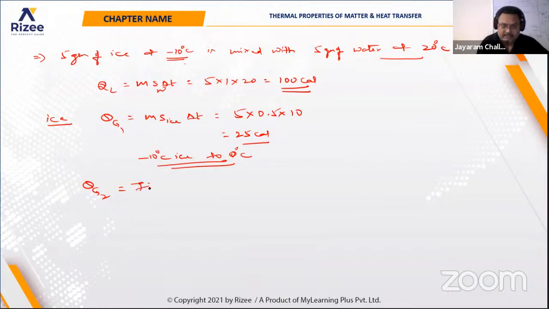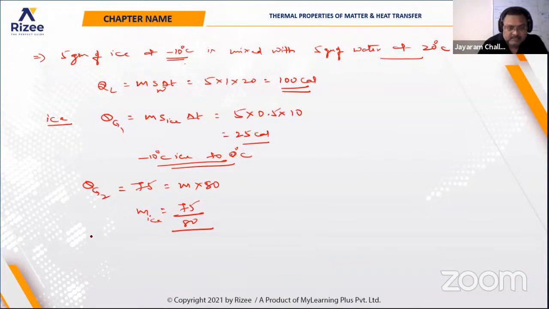That is, 75 calories is equal to m times L, which is not sufficient to completely melt it. So mL, with L being 80, gives m equal to 75 by 80. So only this amount of mass is melted, and the rest is still in the shape of ice. This is the mass of the ice which is melted.